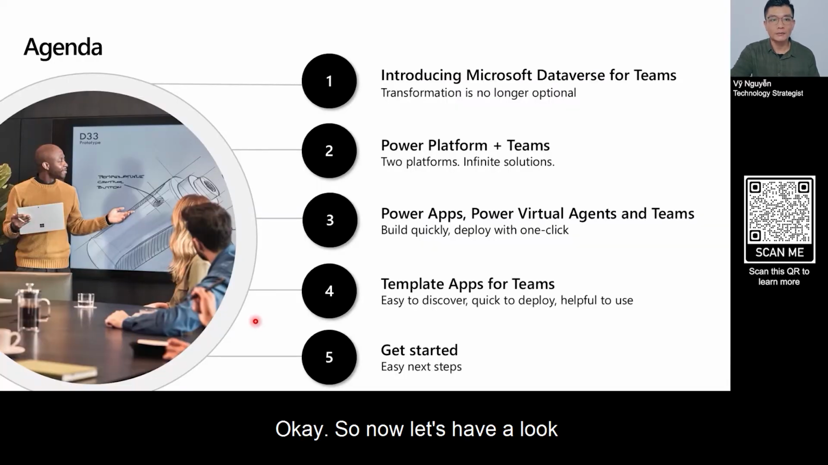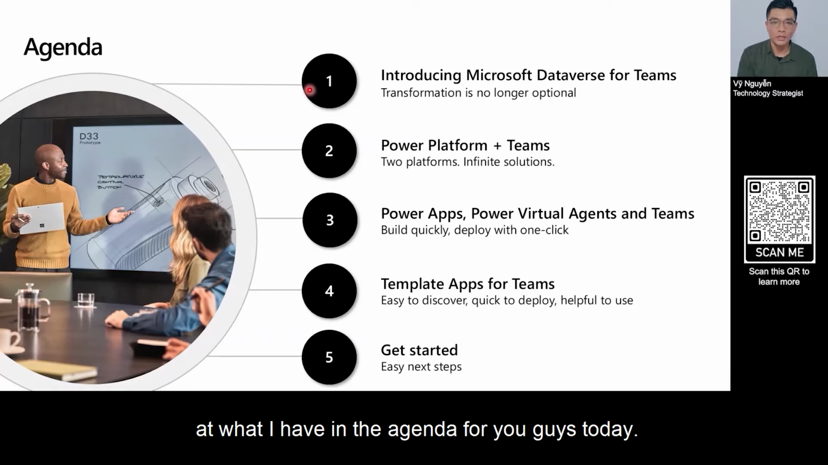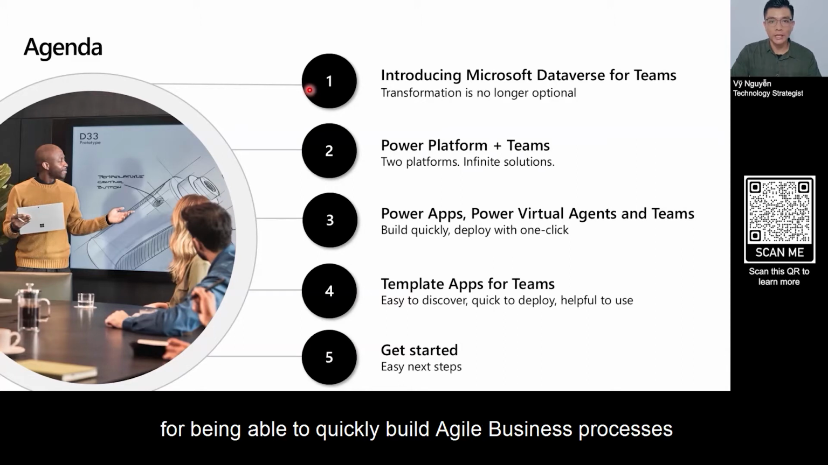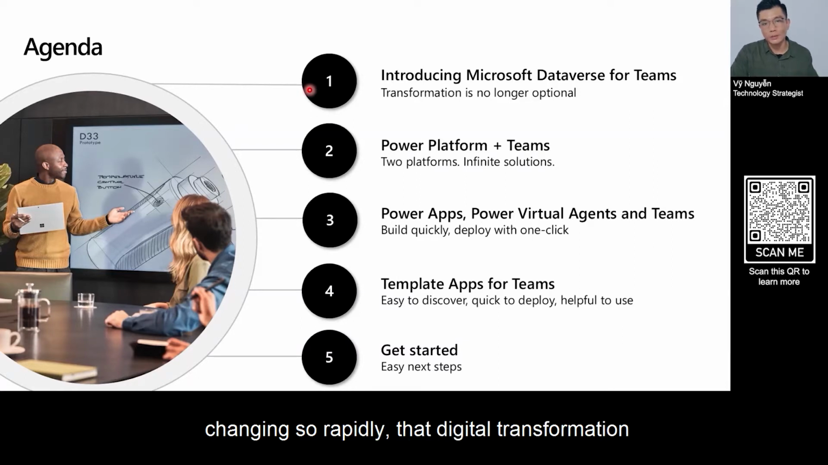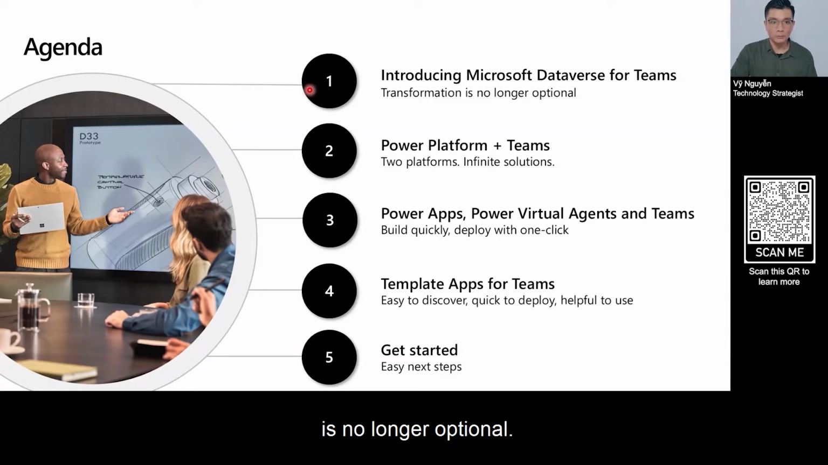Okay, so now let's have a look at what I have in my agenda for you guys today. First and most importantly, let's explore the need for being able to quickly build agile business processes during this critical time where the world is changing so rapidly that digital transformation is no longer optional.